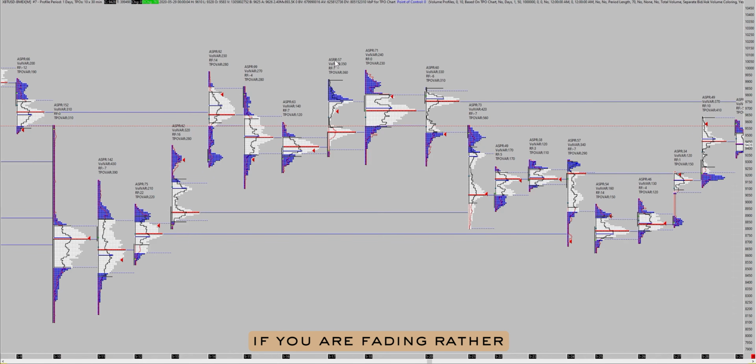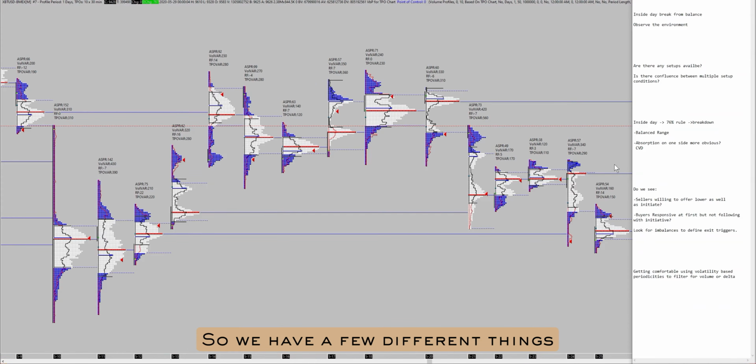If you are fading rather where the absorption is occurring, which is in this case attempting to move upward, we know that CVD is capturing all of that action. We're showing that someone is capturing all of that action. So we have a few different things that we're paying attention to. The side that's obvious, okay, CVD showing that there's clearly a divergence. All right, now we're going to be looking for the signs that you wouldn't normally see at a low.